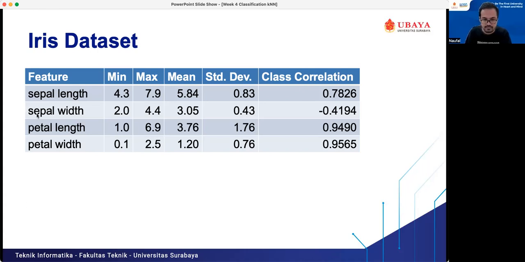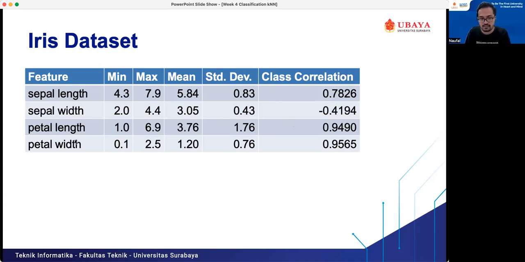As you can see here, not all of the features have a positive correlation. Sepal width has a negative correlation with the classes. It means the higher sepal width will make the class level lower. So it is directly proportional or inversely proportional.